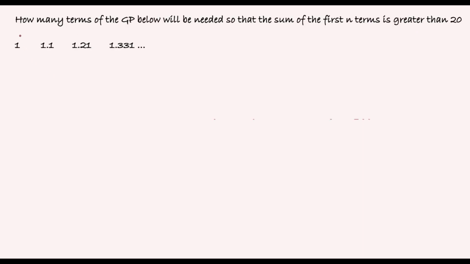Our next example says, how many terms of the geometric progression below will be needed so that the sum of the first n terms is greater than 20? And we have our geometric progression like so. Now what we're looking for in this question is the number of terms n such that Sn is greater than 20. So first let's write down what we have. We have that a, which is our first term, is equal to 1. And we have that r, which is our common ratio, is 1.1 divided by 1, and that is 1.1.